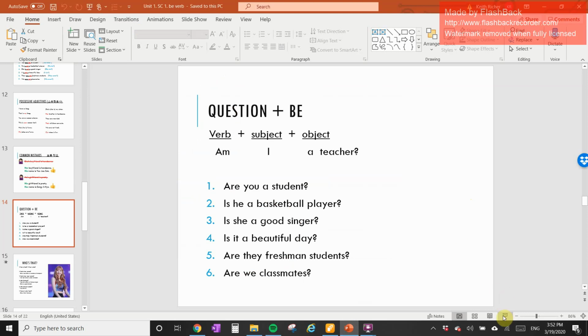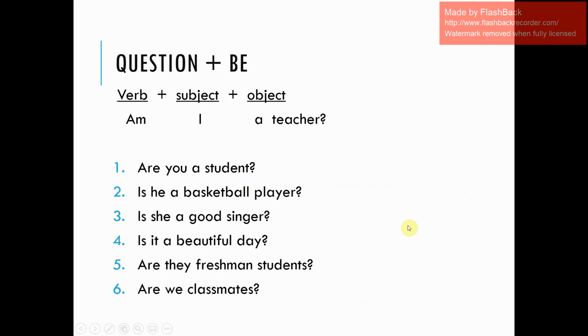What we're going to be focusing on for the next part of class are questions plus be, right? So when we're asking a question with the be verb, here is the structure. It becomes verb, subject, object. Now remember before it was subject, verb, object. I am a teacher. When we ask a question, it becomes verb, subject, object.